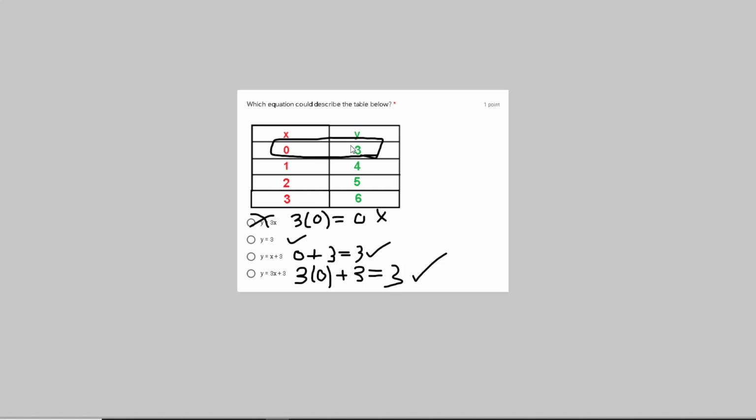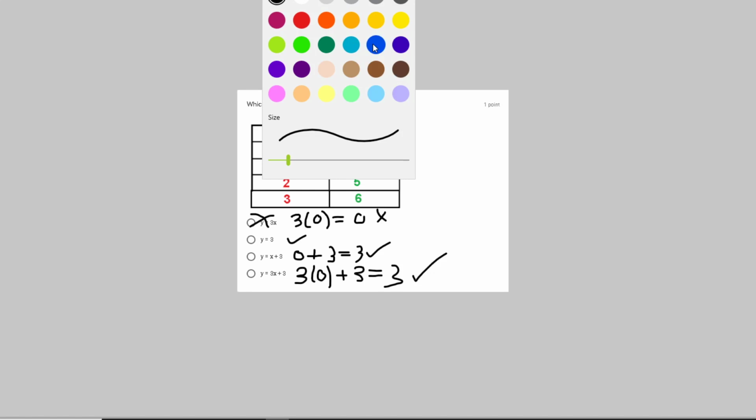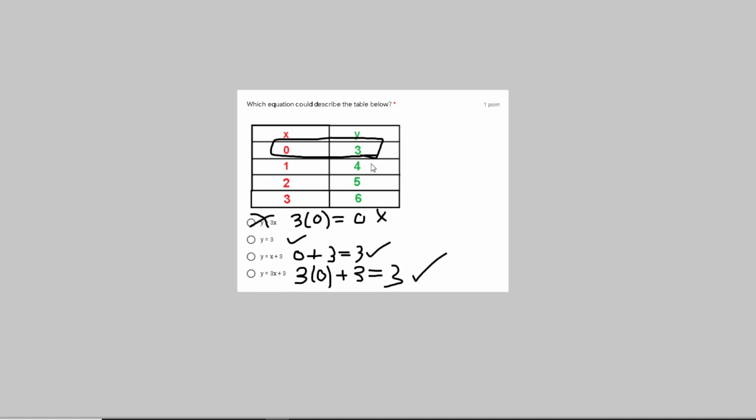Now for the second row, I'll use a different color, do blue. So we have 1 and 4 here. So y is not equal to 3 anymore, so this won't work. So we can eliminate this from the second row. Now let's try the next one. X plus 3, so let's do 1 plus 3, and that should give us 4. So that shows us this second row works for this equation.